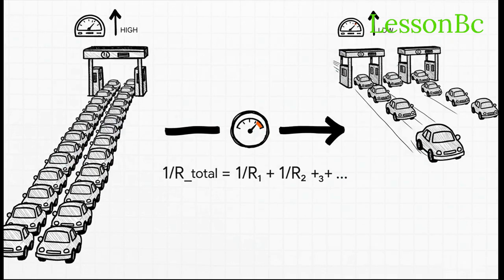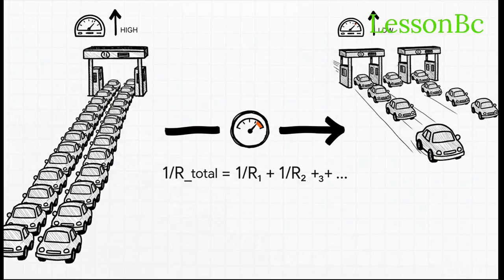Now, calculating the total resistance here, it's a bit of a strange formula, but it leads to a really fascinating result. Let's say we have two 10-ohm resistors in parallel. The formula is 1 over the total resistance equals 1 over 10 plus 1 over 10. That works out to 2 over 10. But hold on, that's 1 over R total. So to get the actual answer, you have to flip it upside down, which gives you 10 over 2, or just 5 ohms.